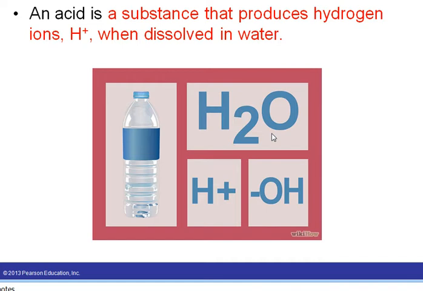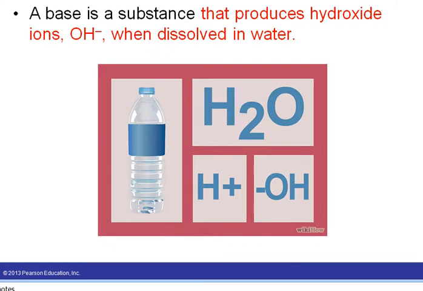Okay, let's start with what is an acid. An acid is a substance that produces hydrogen ions, these guys here, hydrogen ions, when dissolved in water. A substance that produces hydrogen ions when dissolved in water. That is an acid. Let's see what a base is. A base is a substance that produces hydroxide ions, these guys, when dissolved in water. So you have an acid that produces hydrogen ions and a base that produces hydroxide ions.